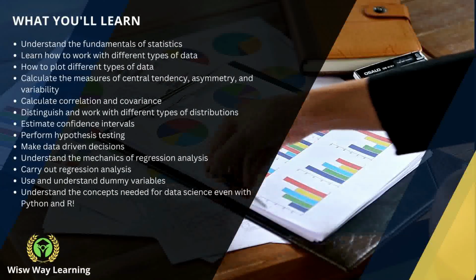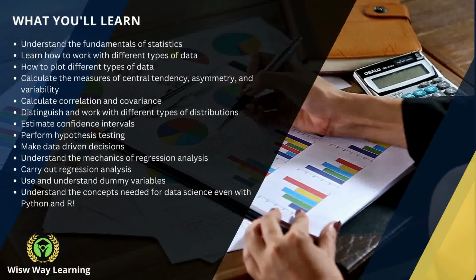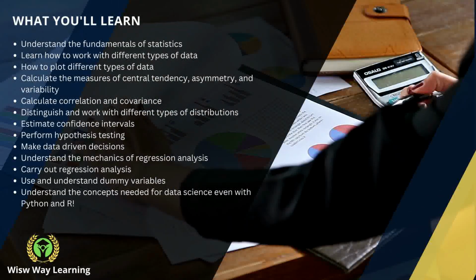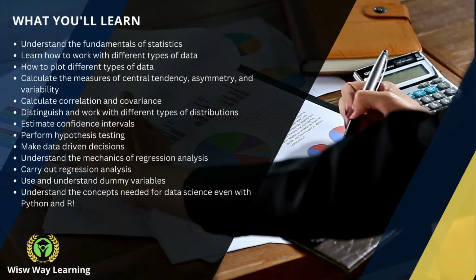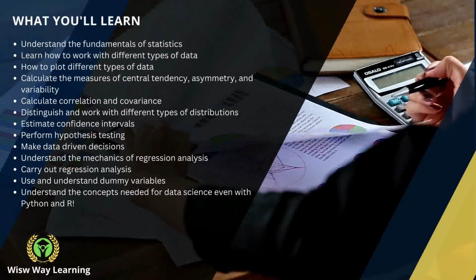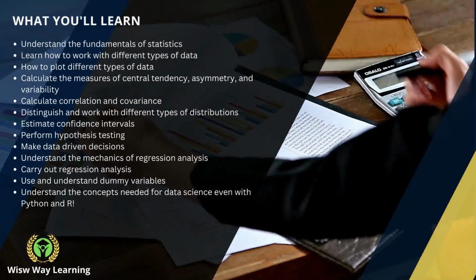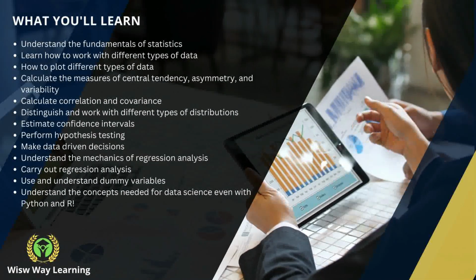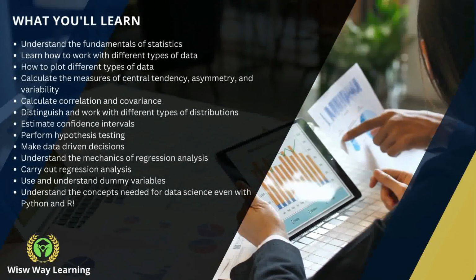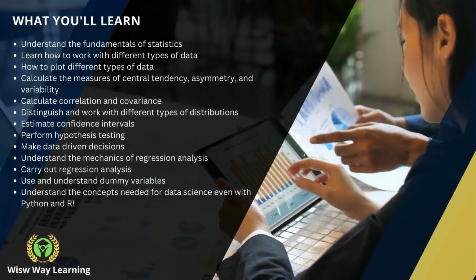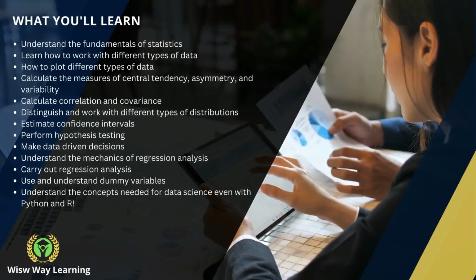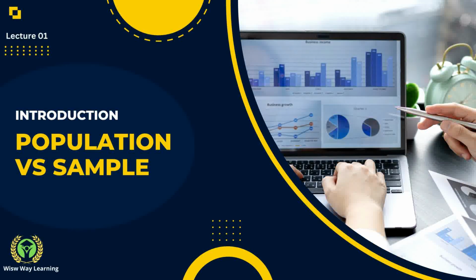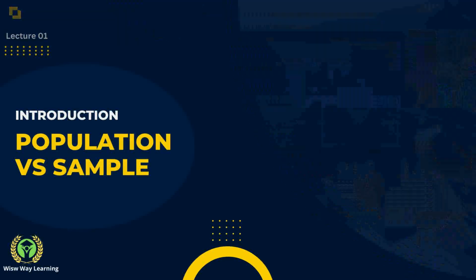What you'll learn about this course: understand the fundamentals of statistics, learn how to work with different types of data, how to plot different types of data, calculate the measures of central tendency, asymmetry, and variability, calculate correlation and covariance, distinguish and work with different types of distributions, estimate confidence intervals, perform hypothesis testing, make data-driven decisions, understand the mechanics of regression analysis, carry out regression analysis, use and understand dummy variables, understand the concepts needed for data science even with Python and R. Lecture number 1, Understanding the difference between a population and sample.